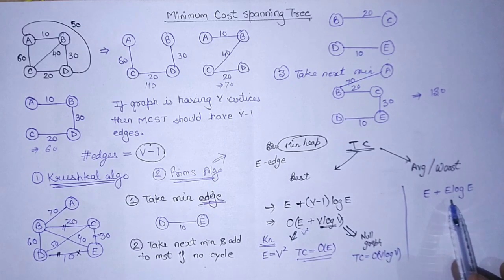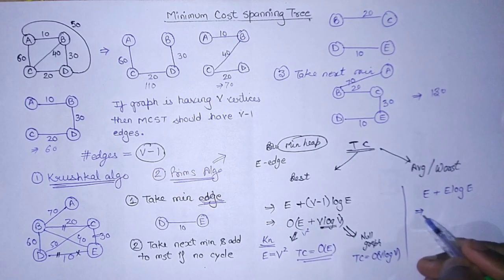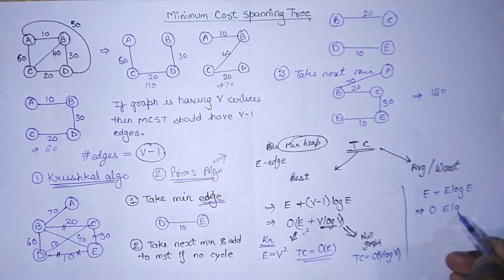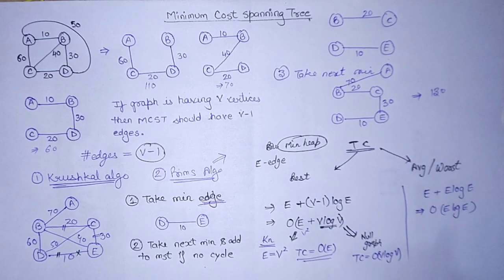Why do we need to take all E edges in the worst case? Because see, I am taking here 10, 20, 30. See, 40 is making a cycle, that's why I cannot take it. A similar case can happen here: every time whenever you take a minimum value and add it to the MST, it forms a cycle. So in the worst case you have to test all possible edges. So we can write it as order of E log E, because E log E will take hold of the time complexity and E can be neglected.